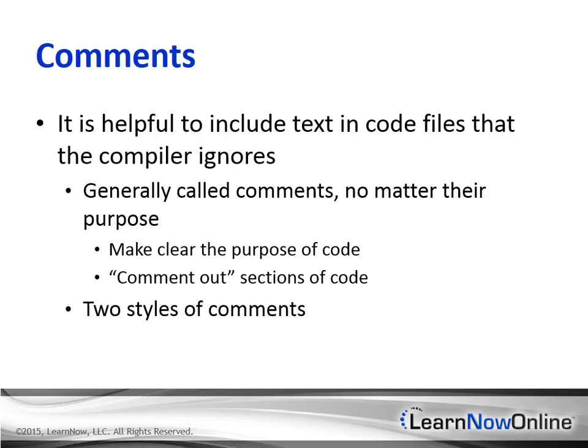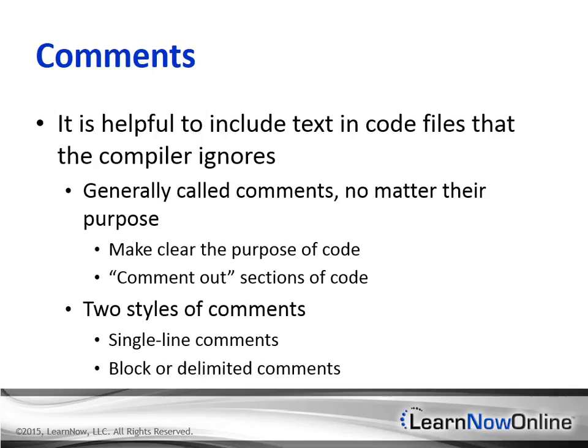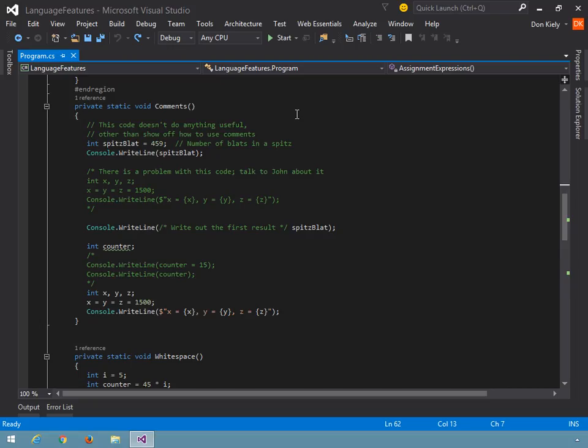Like most programming languages that derive from C, C# has two styles of comments: single-line comments and block or delimited comments. Single-line comments consist of two forward slashes, like that right there. These cause the compiler to ignore everything from there to the end of the line. And you can use these in two different ways. To cause the compiler to ignore an entire line by placing the comment characters at the beginning of the line, and that's what these two statements do.